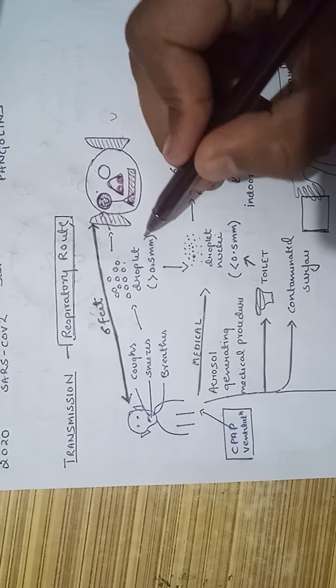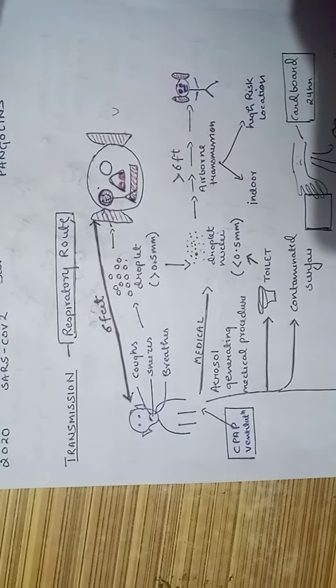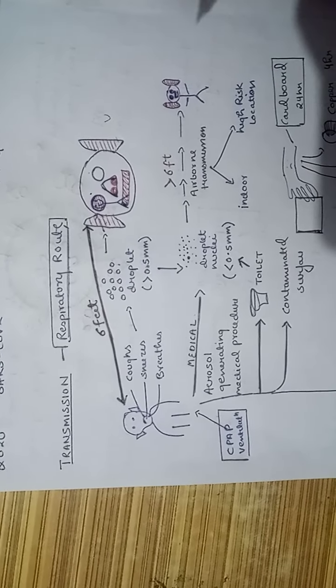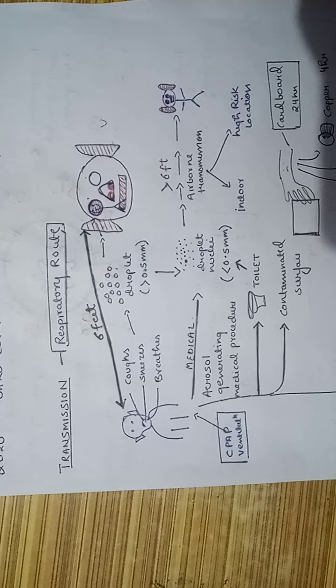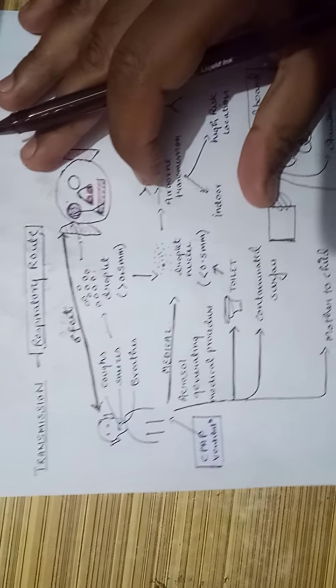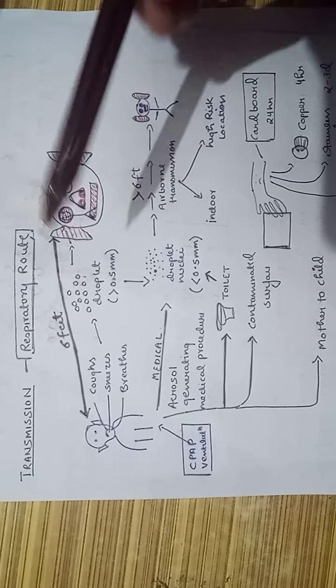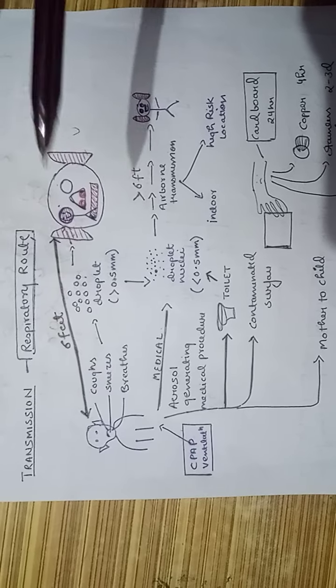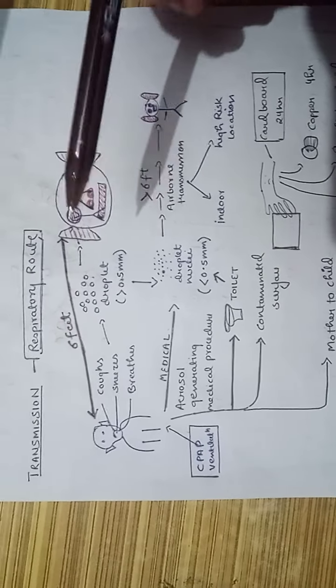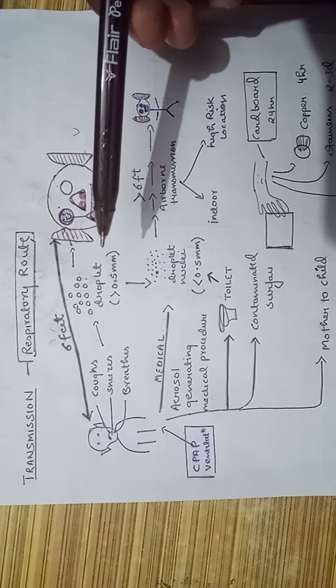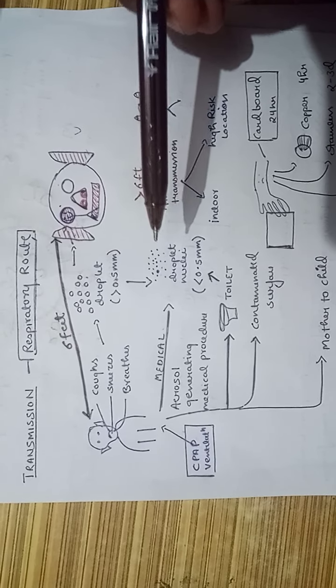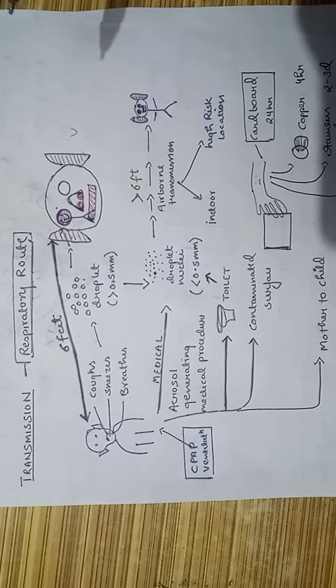So, these droplets can maximally travel a distance of 6 feet. That is why the slogan "6 गज की दूरी मास्क है ज़रूरी". So this is what we understood till now, but these droplets do convert into droplet nuclei. Now these droplet nuclei are what we are concerned about.